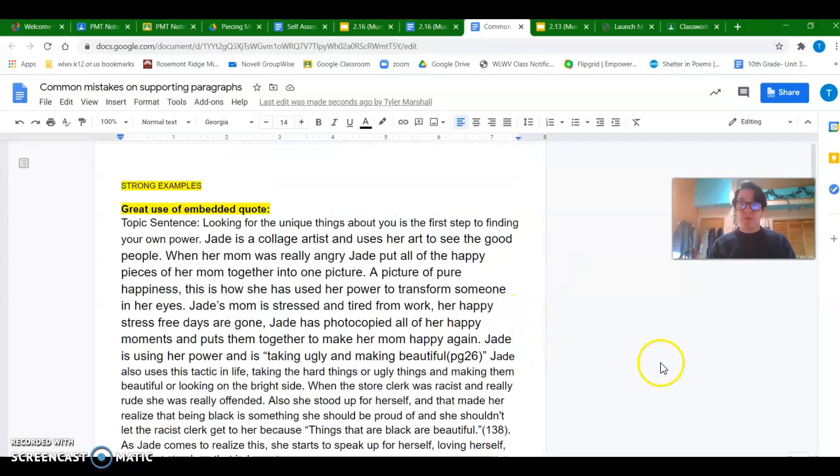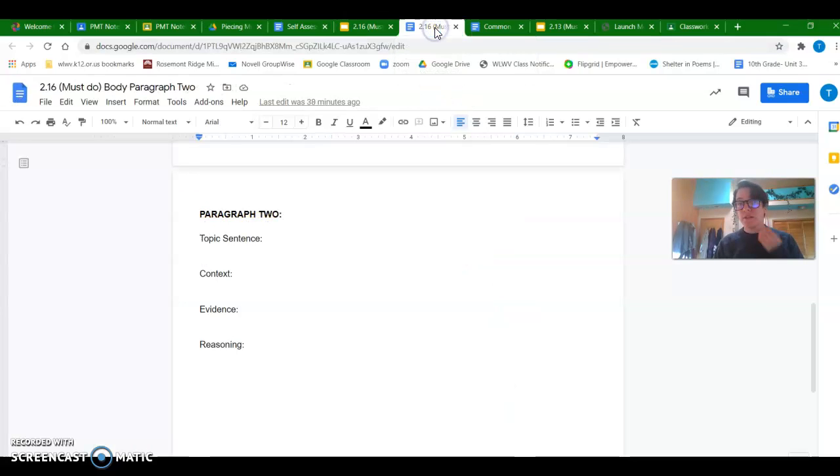So I will attach this document so you can look at it at your own pace. But I want you to just go ahead and go back to your own writing now, copy and paste it into this doc, and then do your reflection and write paragraph 2.